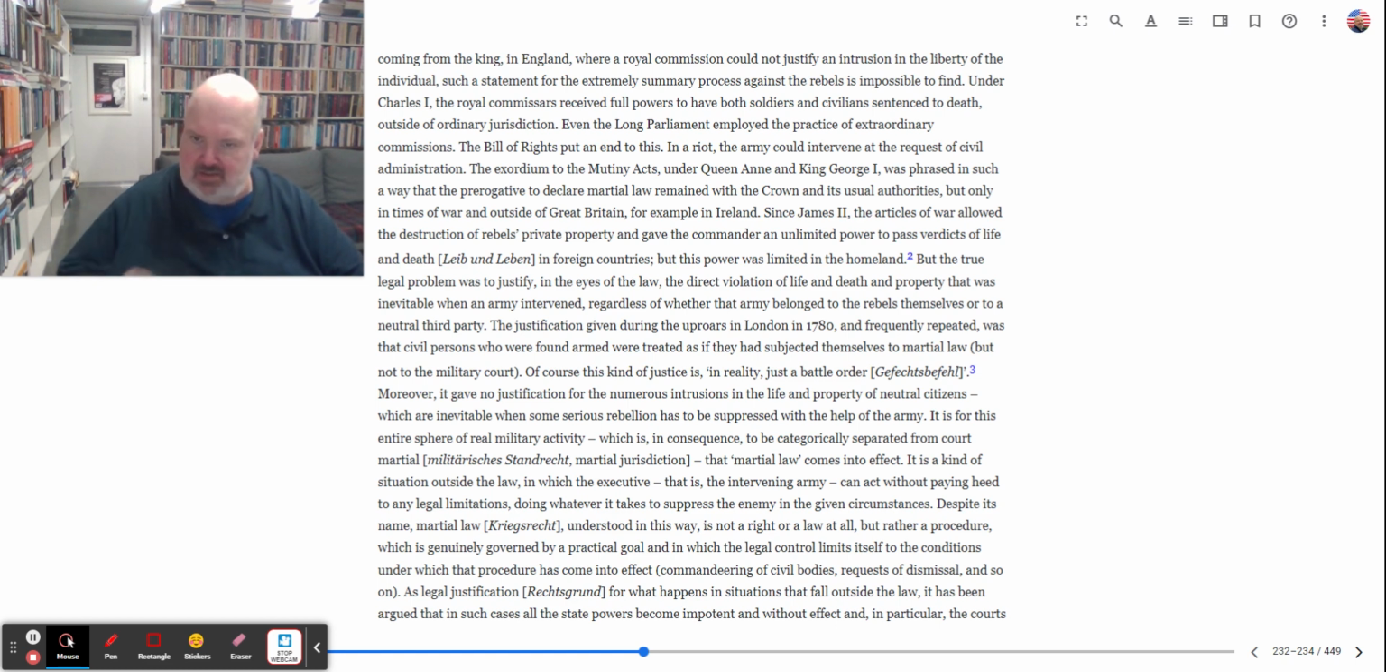The exordium to the Mutiny Acts under Queen Anne and King George was phrased in such a way that the prerogative to declare martial law remained with the crown and its usual authorities, but only at times of war and outside of Great Britain. For example, in Ireland. In other words, outside of the authority of Great Britain. Since James I, the articles of war allowed the destruction of rebels' private property and gave the commander an unlimited power to pass verdicts of life and death in foreign countries. But this power was limited in the homeland.